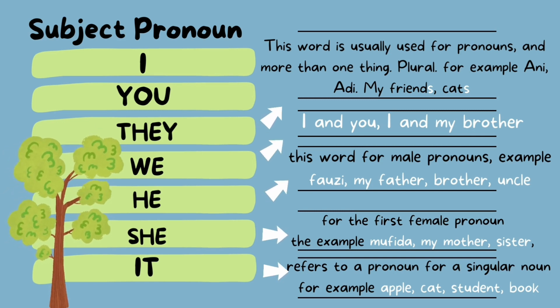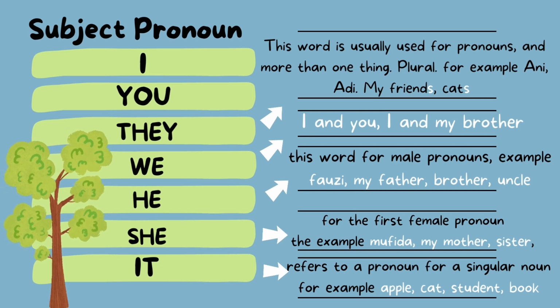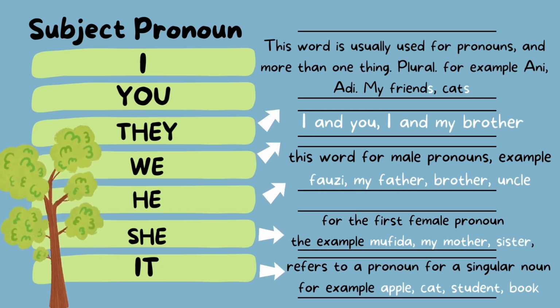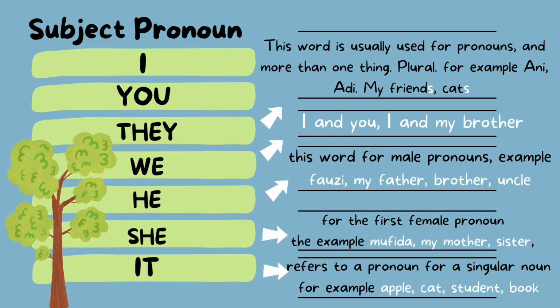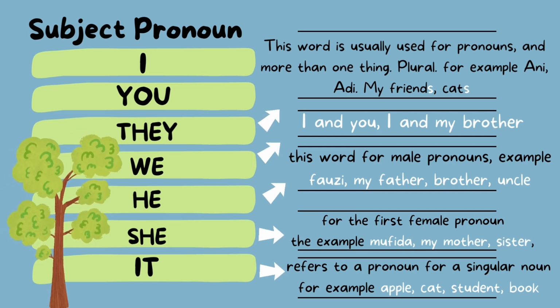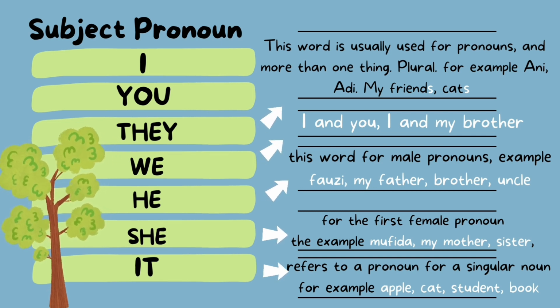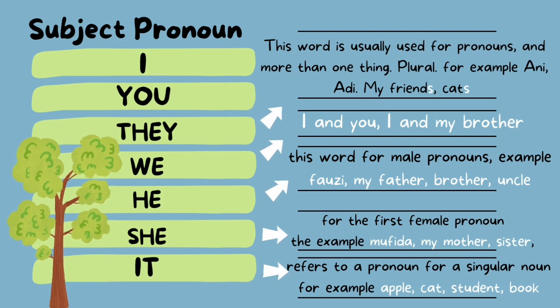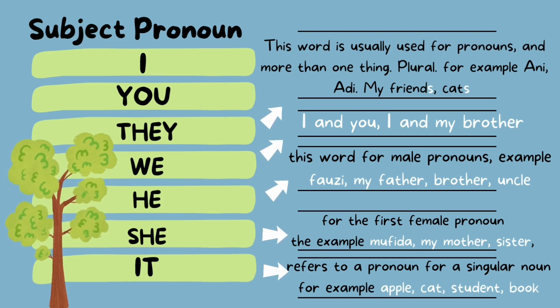He is the pronoun for males, for example Fauzi, my father, brother. She is the pronoun for females, for example Mufida, my mother, sister, aunt. It refers to a pronoun for a singular noun, for example apple, cat, student, book.